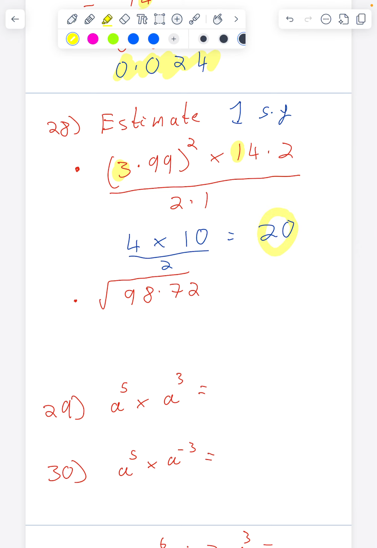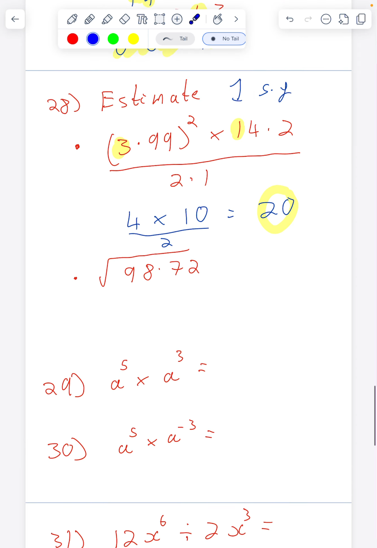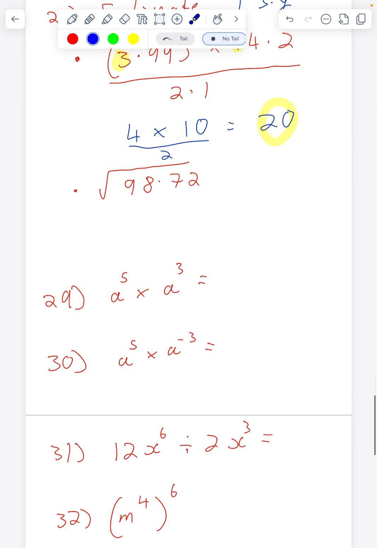So an approximate answer, an estimation to this question is 20. The one below, again, unless stated otherwise, when you estimate, you round it to one significant figure. And again, your first significant figure here is a 9. The 8 means you round the 9 up to your next place value holder, which is going to be the 100, so it would go up to 100.